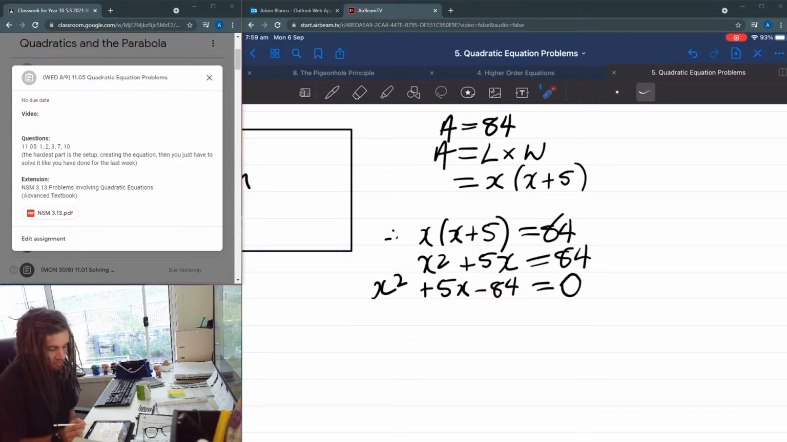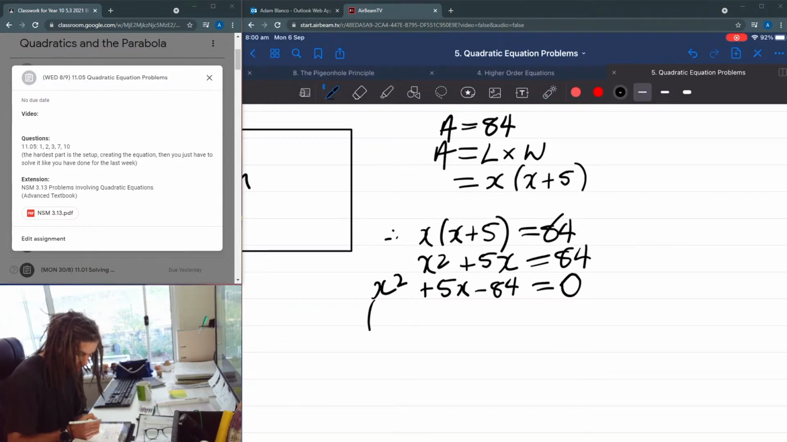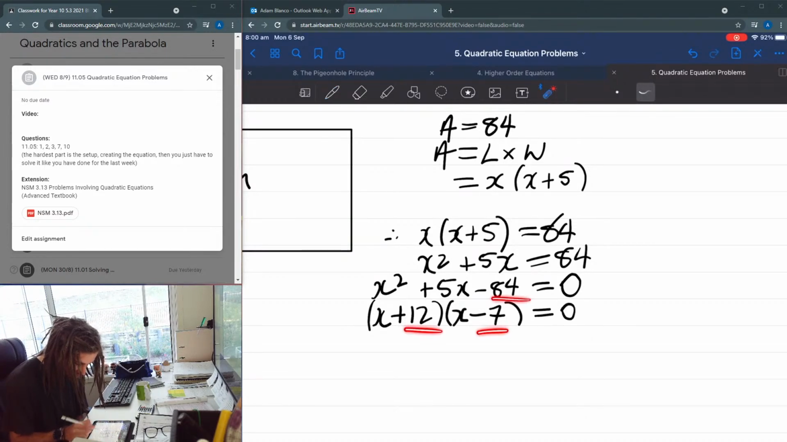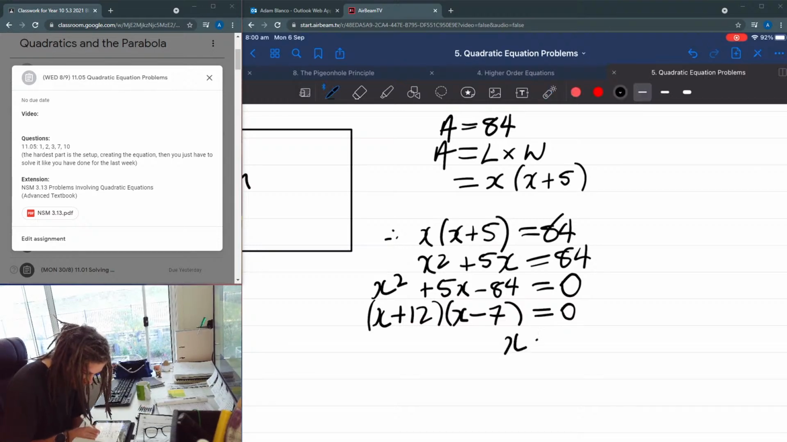84 is quite a large number, which means it probably doesn't have that many factors. So I'm thinking 12, and 12 goes into it, doesn't it? Is it 12 and 7? 12 and 7. One has to be a minus, so 12 minus 7, is that 5? Yeah, it is. If you can think of that in your head, good. Otherwise, quadratic formula. It's probably not as fast, but you're not going to make mistakes. What did I just say? x plus 12, x minus 7. Let me just check that. 12 times 7 is 84. 12 minus 7 is 5. Yeah, okay. So that means x equals, let's do this in one step, x equals minus 12 or 7.